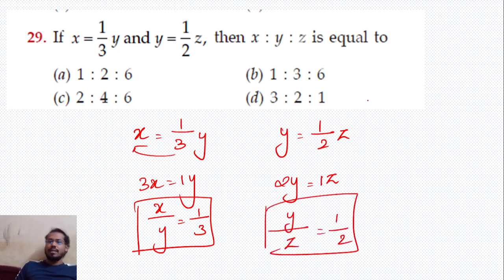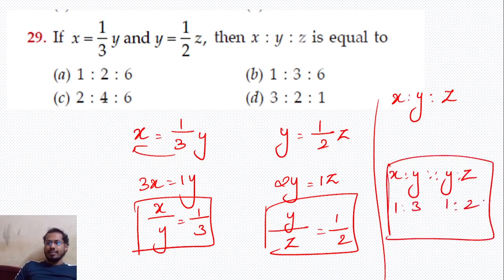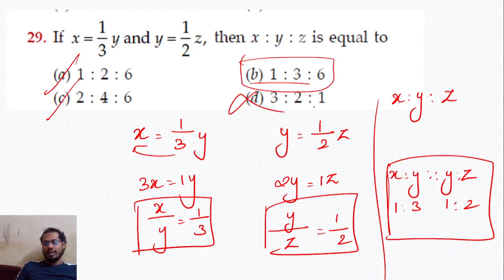This is another thing. So already I told you that x is to y is to z. Okay, what is x is to y? X is to y and y is to z. X is to y is what? 1 is to 3. Y is to z, 1 is to 2. If you want to find the answer from this, you can get the answer. First x to y, it is 1 is to 3. This is not right. 1 is to 3 is there. This is the answer.